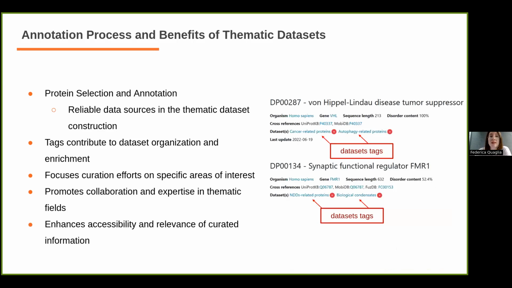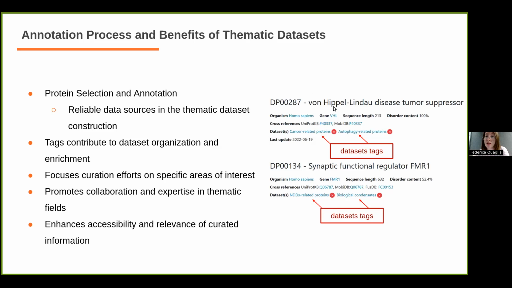So, what is the process for the annotation and creation of these thematic datasets? We identify the dataset that we are going to create. We are going to select the proteins that are already in DisProt that can be part of that dataset, and of course we are going to add new protein entries that are going to be part of that dataset. And we add tags for the dataset organization and enrichment.